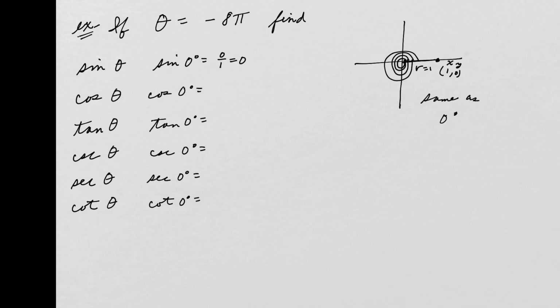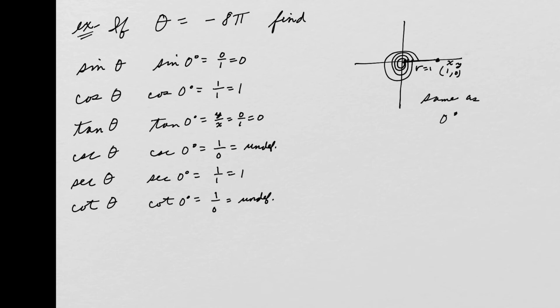Cosine is x over r, so that's going to be 1. Tangent is y over x, so that'll be 0 over 1, which is 0. Cosecant is 1 over sine, so that's going to be 1 over 0, which is undefined. And then secant of 0 is 1 over cosine, so it'll be 1 over 1, which is 1. And then cotangent is 1 over tangent, so that's also undefined. But since negative 8 pi is the same as 0 degrees, it's going to be exactly the same for those.